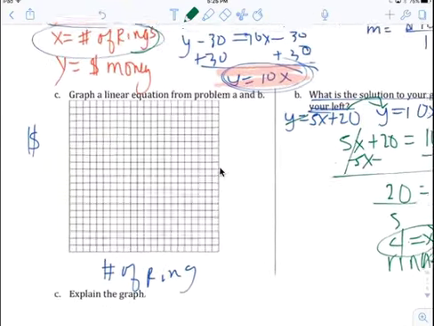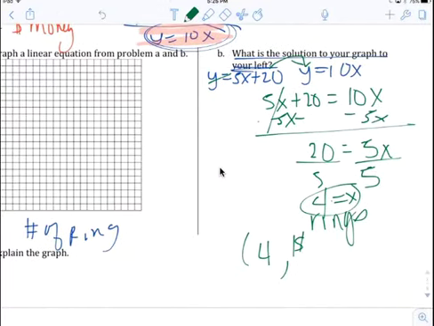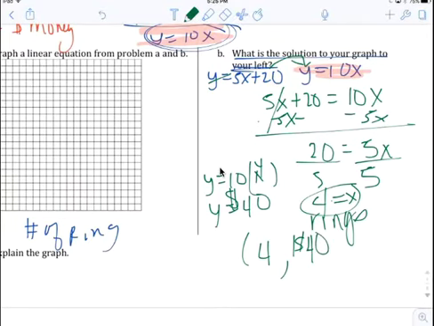But, okay. 4 rings for how many dollars? 4 rings for, let's see. We'll use this second one, y equals 10x. But x is 4, y is $40. Probably paid $40. 4 rings. Now you're going to sell them.